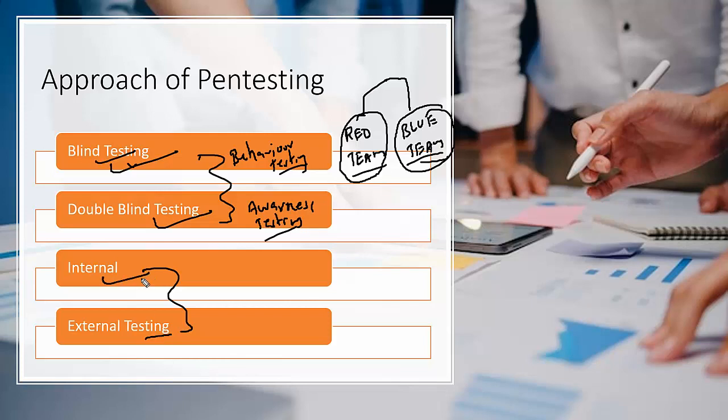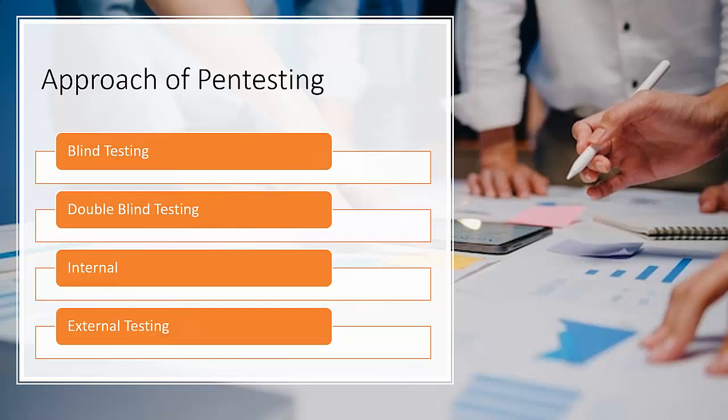But internal testing is all about connecting to a random switch and seeing whether it is possible for me to do lateral movement to the further network. Because our approach in internal testing is that if someone has already hacked into my network, what further impact can he have? That is the perspective we try to validate.